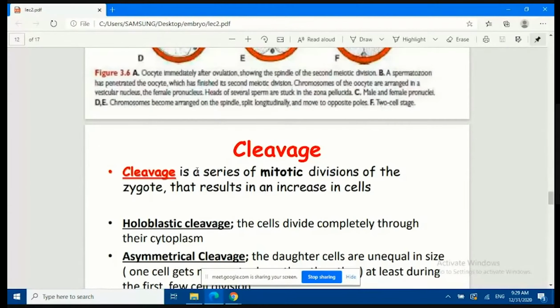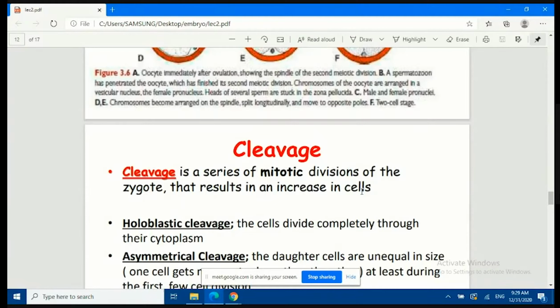Okay, so the cleavage is a series of mitotic divisions, and this will result in an increase in cell number. As I mentioned before, the division process is an important point for the formation of the zygote, later on the embryo, and the last thing is the fetus.